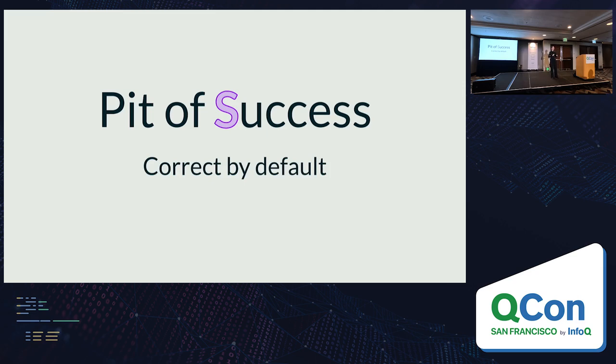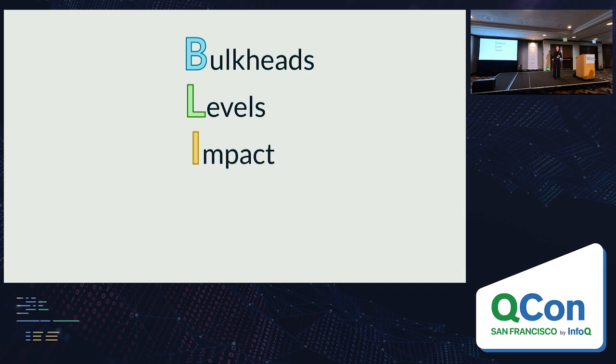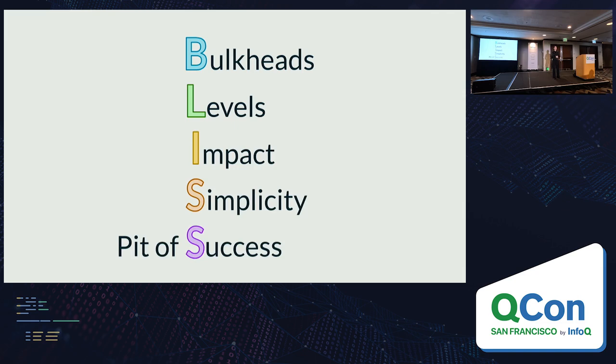So we should be really thoughtful about where we place our obstacles. Ideally, the obstacles should be reserved for the attackers and for things that are extra risky, that we only do rarely. So, to make security bliss, we have bulkheads to reduce the blast radius, we have different levels of protection, we focus on minimizing the impact of the incidents, we keep things simple, and all of that lets us create a pit of success.